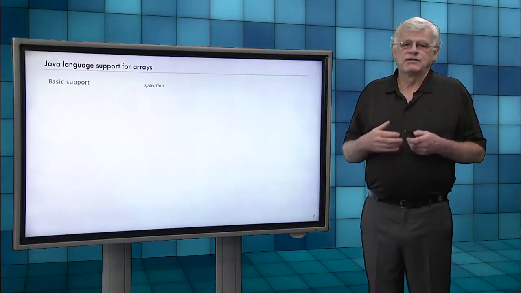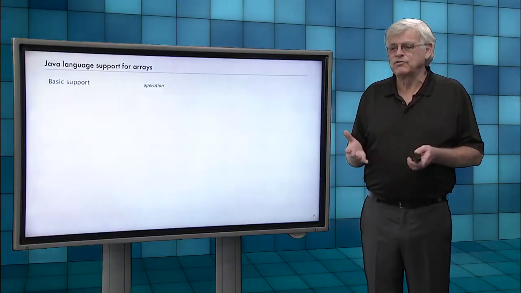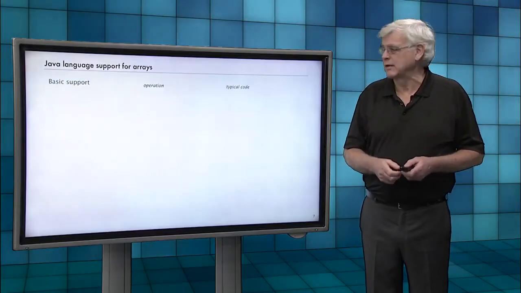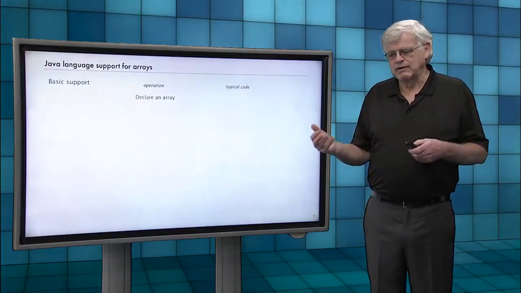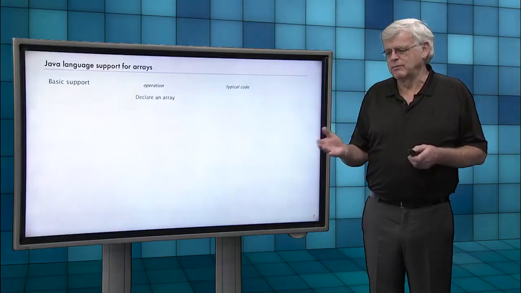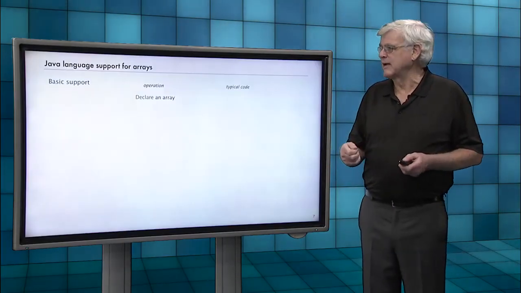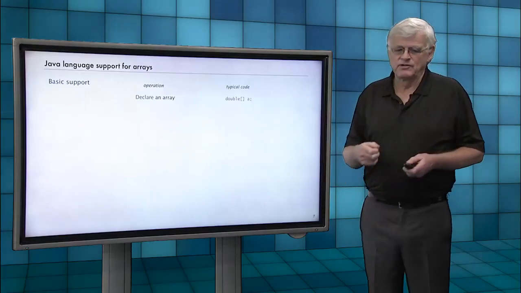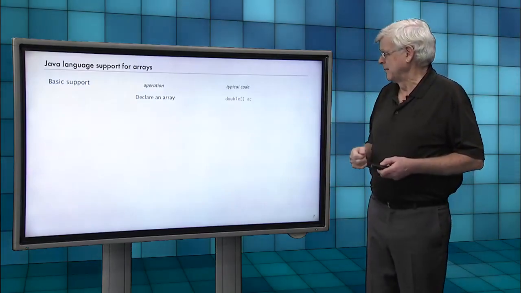Okay, so let's look at Java's built-in language support for arrays. They're so useful that some aspects of the Java language are built in to directly support them. To declare an array, we have to declare a variable and declare its type. In this case, we declare that it's an array, and then the type of all the values. So double says it's an array of double values, and the brackets say it's an array.